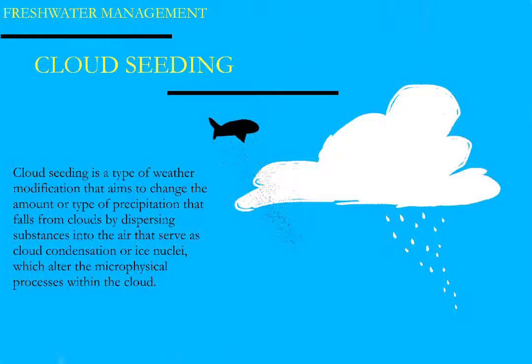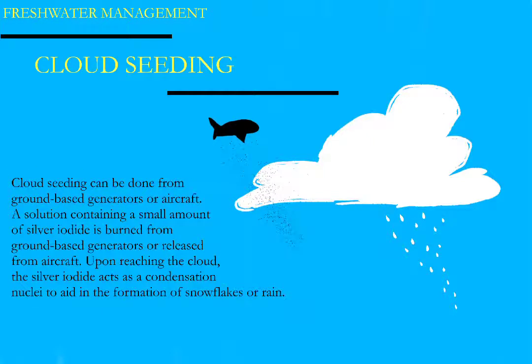Cloud seeding is a type of weather modification that aims to change the amount or type of precipitation that falls from clouds by dispersing substances into the air that serve as cloud condensation or ice nuclei, which alter the microphysical processes within the cloud. Cloud seeding can be done from ground-based generators or aircraft. A solution containing a small amount of silver iodide is burned from ground-based generators or released from aircraft. Upon reaching the cloud, the silver iodide acts as a condensation nuclei to aid in the formation of snowflakes or rain.